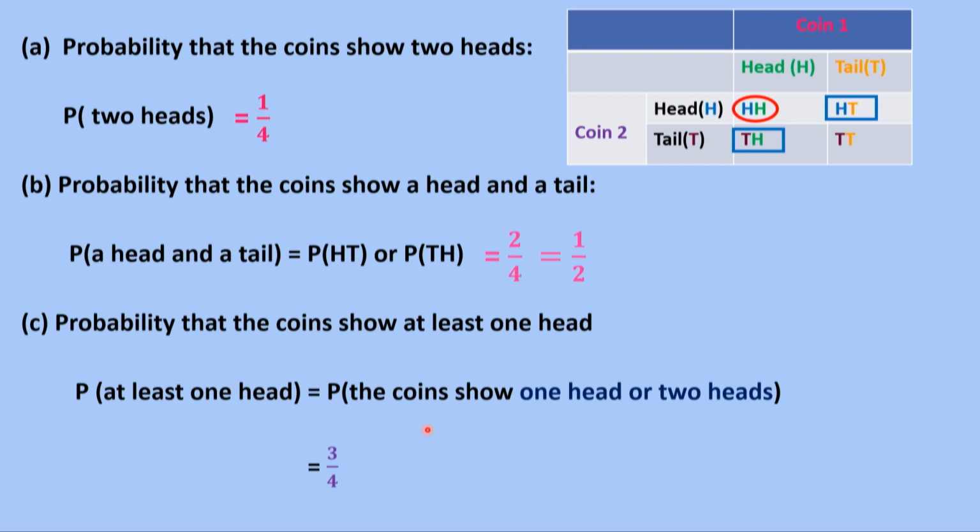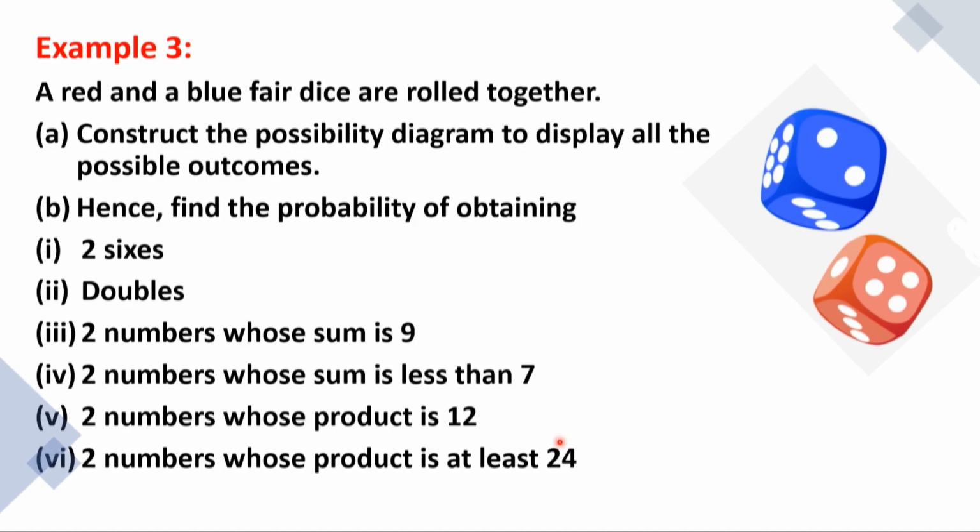I repeat, probability of getting at least one head means I can get one head or 2 heads. One head will mean tail head or head tail. And 2 heads, you have it here. So in all, we have 3 possible outcomes. So 3/4. Now, let us move on to the next example.